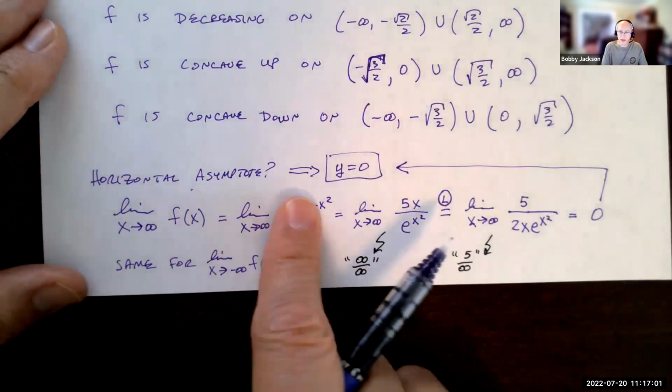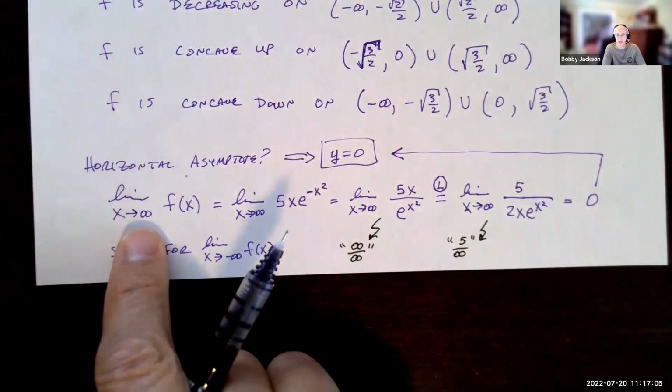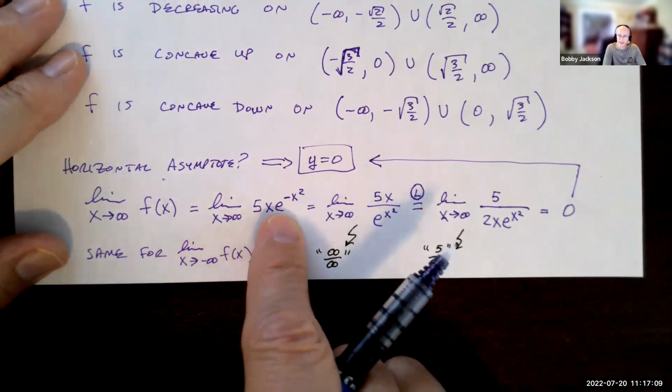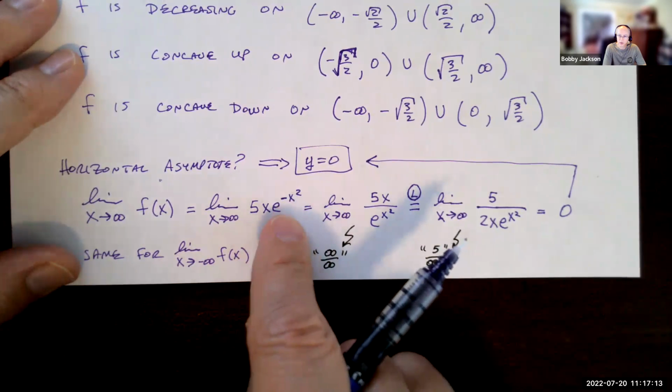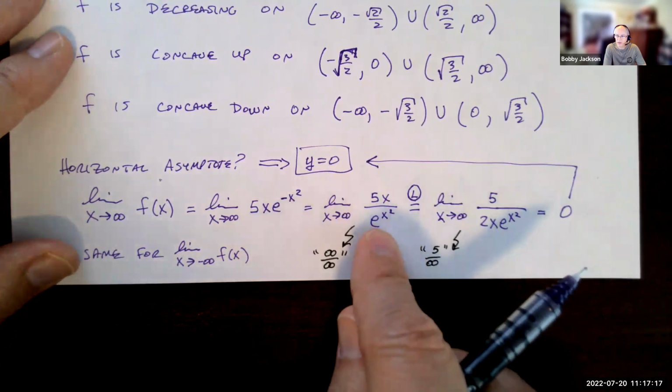Okay, horizontal asymptote, do we have one? Well, we take the limit as x goes to infinity. That's a horizontal asymptote at infinity for the function. So remember, the function is 5x e to the negative x squared, which I'm just going to rewrite. Remember, e to the negative x squared is 1 over e to the x squared. So I'm going to rewrite this as 5x divided by e to the x squared.